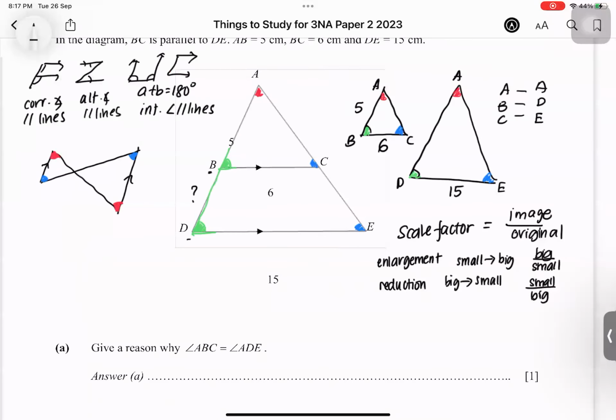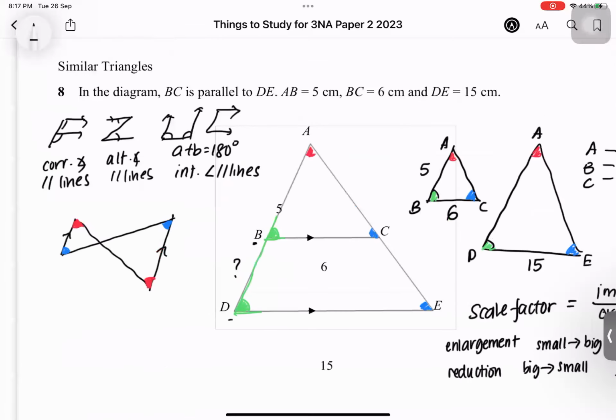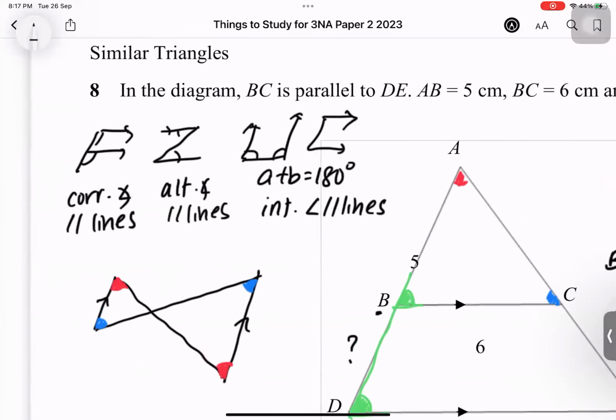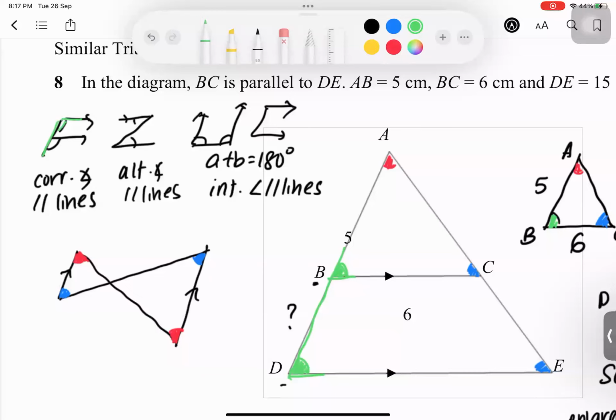Okay, let's look at the question. Give a reason why angle ABC equals angle ADE. Why? Which one of these is useful? Which one is the letter F, right? So it looks like the letter F. So it's this one, letter F. So it's corresponding angles on parallel lines.